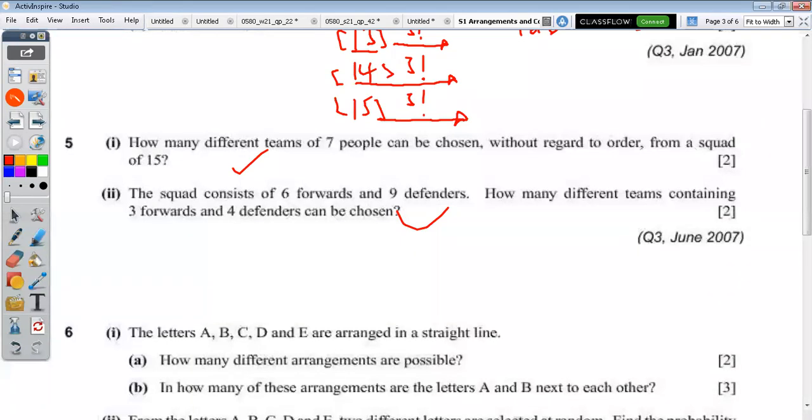Yes, sir. The first one, I'm presuming, so you've got 7 people that can be chosen from a squad of 15. So I said 15 choose 7, which gives you 6,435.